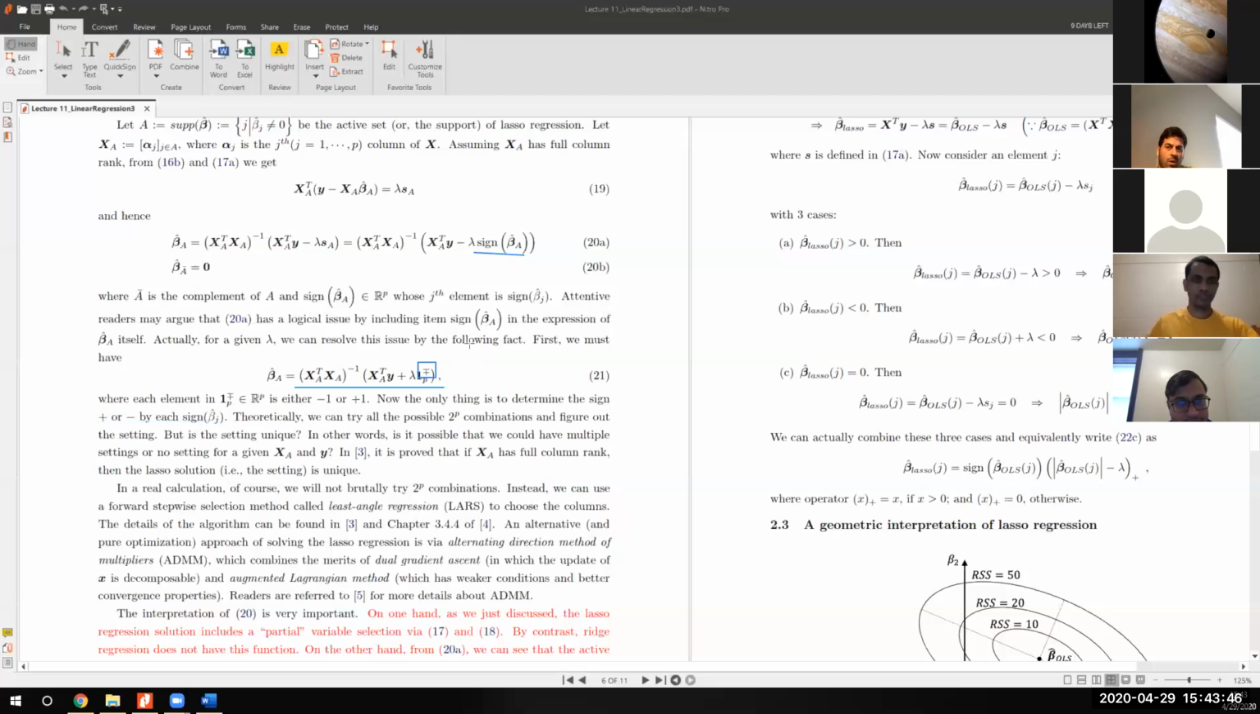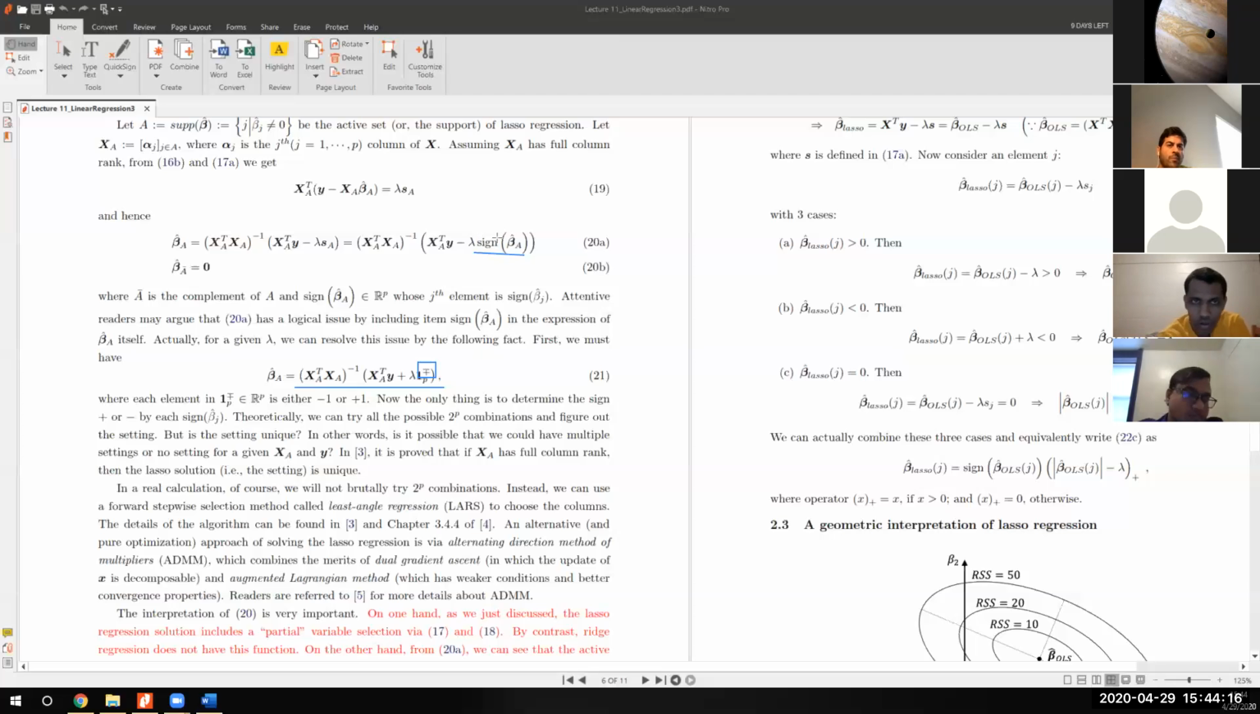And the point is that we can theoretically try all possible combinations. How many combinations do we have? We have 2 to the power of p. And it doesn't matter how large p is, as long as p is finite. 2 to the power of p is finite, isn't it? I'm talking about theoretically, right? It's finite. So theoretically, I can try all of these possibilities and then figure out the settings of the sign. Am I correct? You know what I mean?